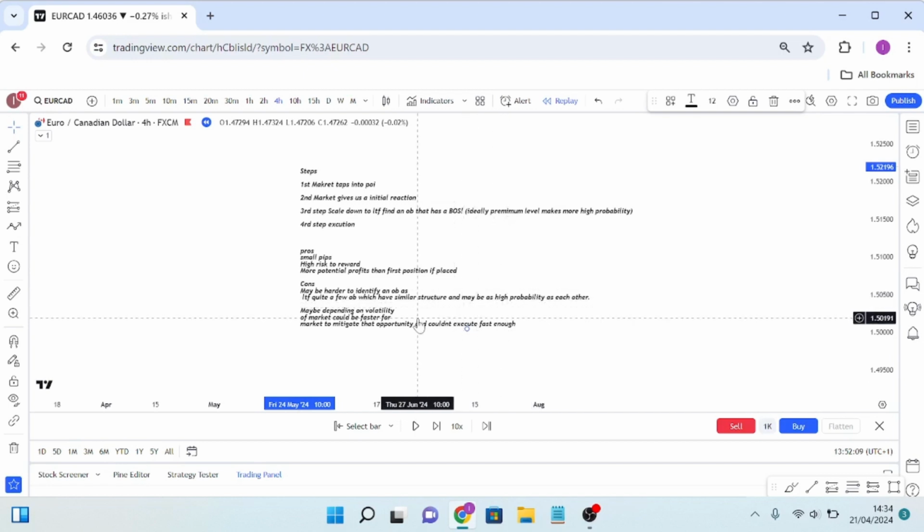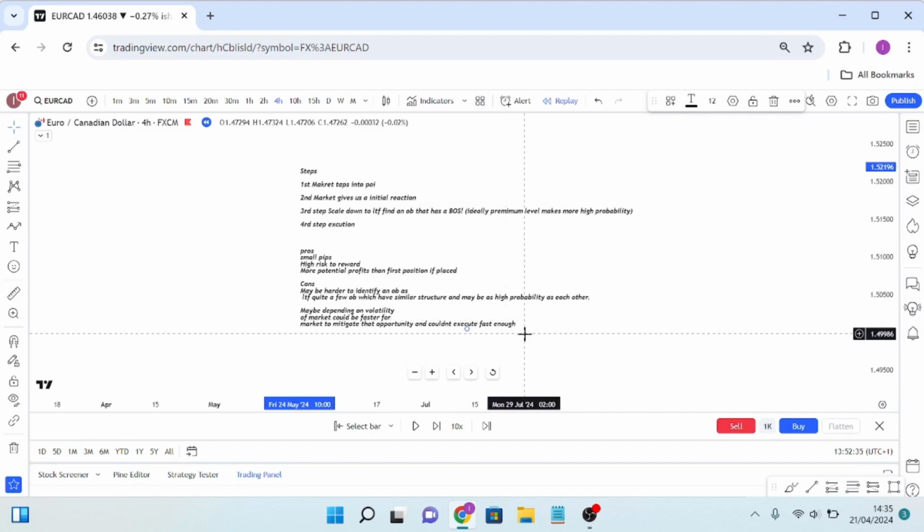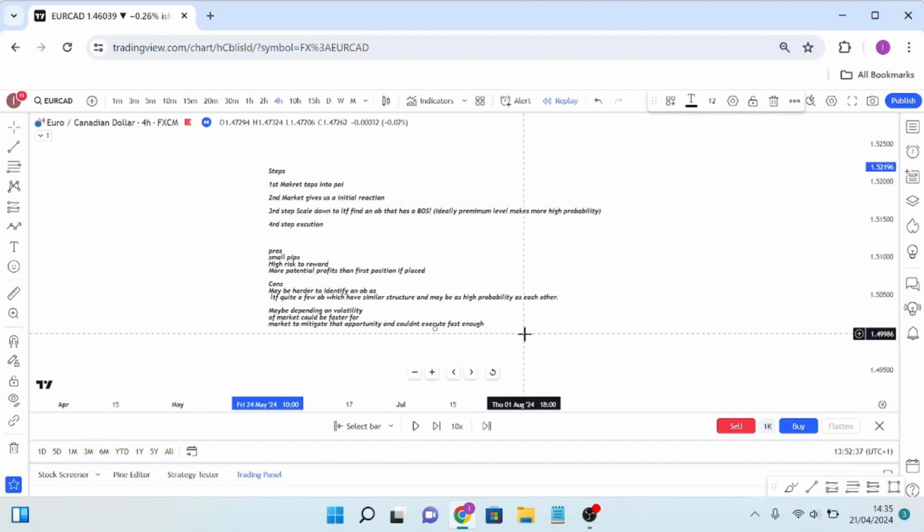That's one of the cons, as well as that on a lower time frame entry the market is much more volatile. Why? Because the lower time frame is much quicker compared to the 4 hour, where a candle comes every 4 hours. However, a 1 minute candle comes every 1 minute. You never know. The market could be too fast and you're unable to react. If you're still hesitating, this could potentially lead to the opportunity getting mitigated. Now, if that opportunity is mitigated, that means you're unable to execute because you couldn't execute fast enough.